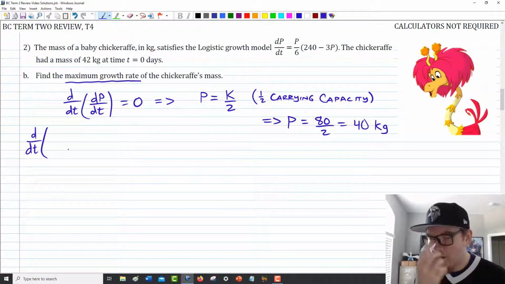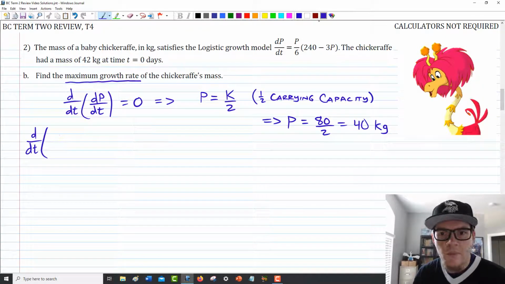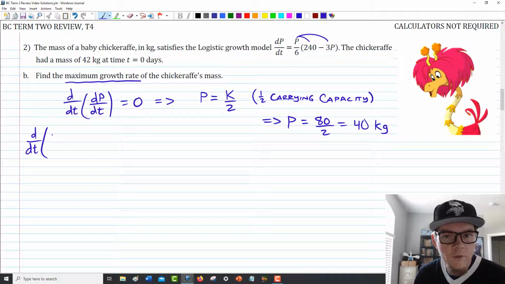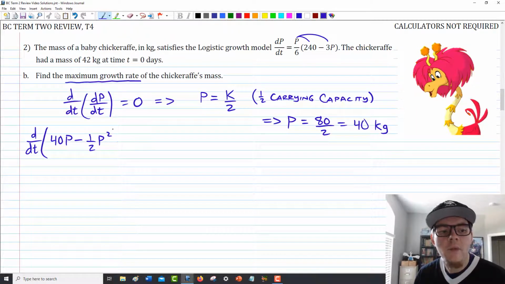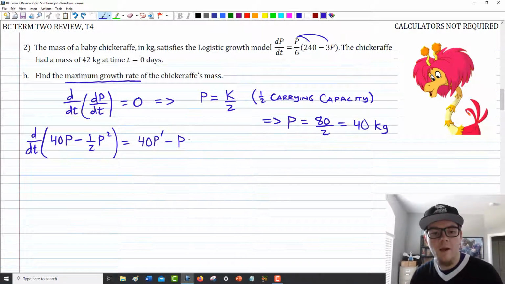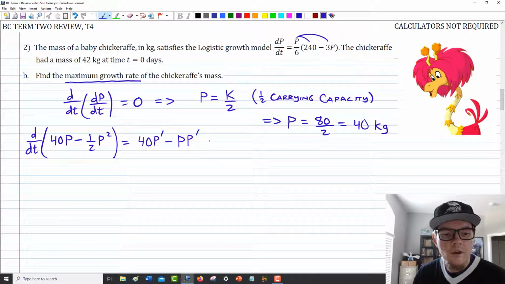So if we want to take the derivative of this expression, it would be helpful to have a good way of looking at this derivative that's a little easier to calculate. So if I multiply that through, that's going to simplify to 40p minus 1/2 p squared. So there is our derivative. We want to take the derivative of this expression. That's going to be equal to 40p prime minus p times p prime. There we go. So of course we said we want this to be equal to 0.